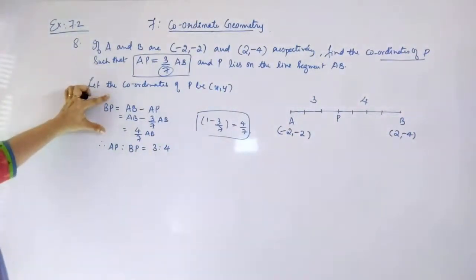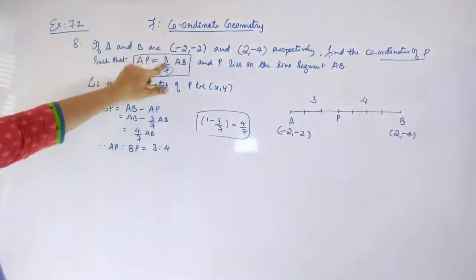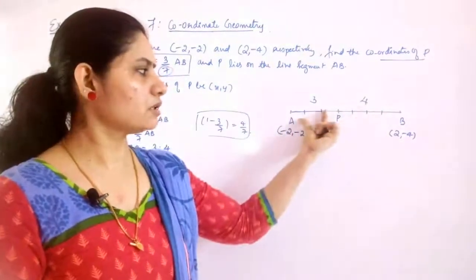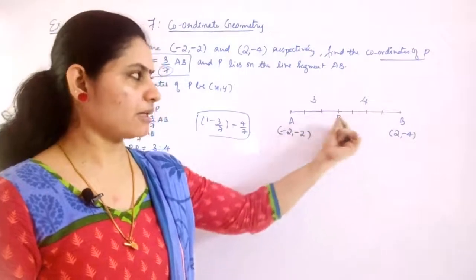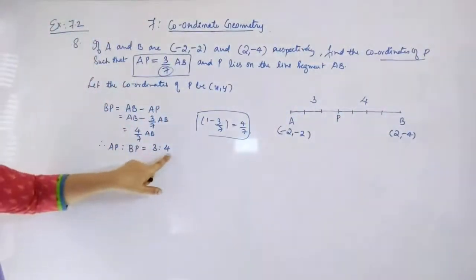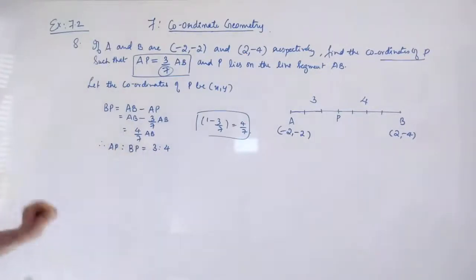Even if you are not doing like this, you can show that if AP is this much of part, the remaining will be BP. So this is your 3 parts of your 7 parts, so remaining is your 4 parts. Okay, so you will have AP is to BP is 3 is to 4.